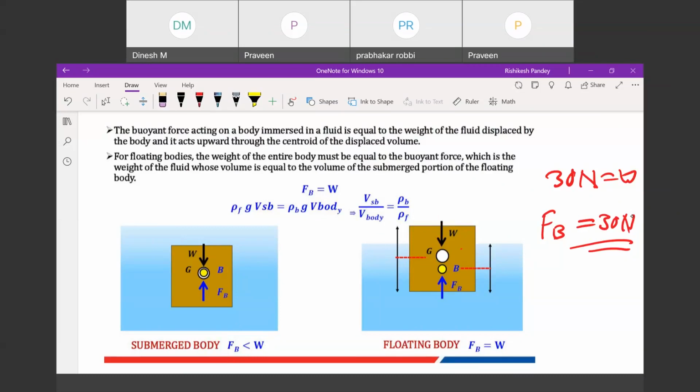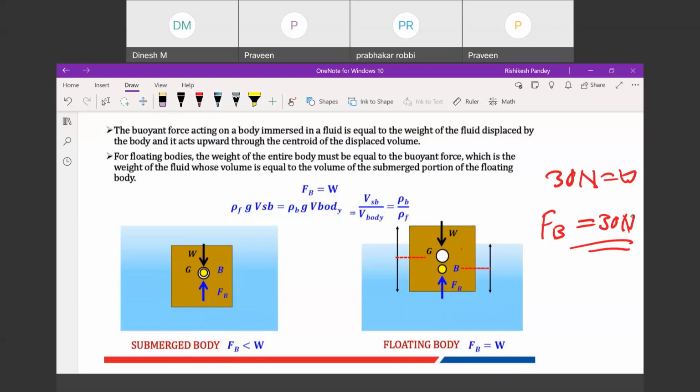Now, next we should understand what the center of buoyancy and the center of gravity are. You see, the center of gravity is where the weight of this body is assumed to act, which is this G. Now the center of buoyancy, which is represented by B, this B, is the center of the displaced fluid.